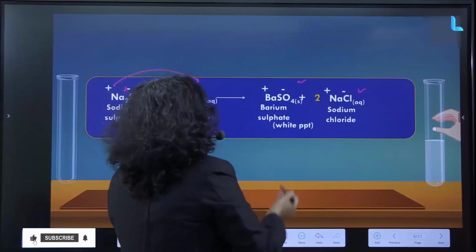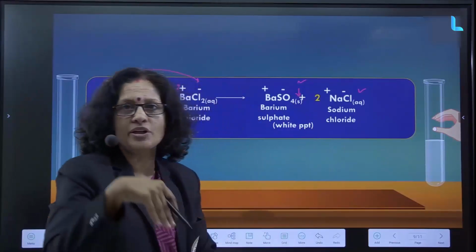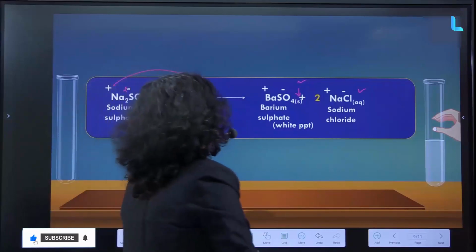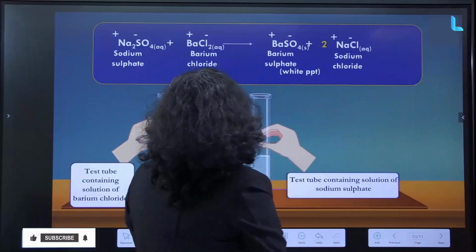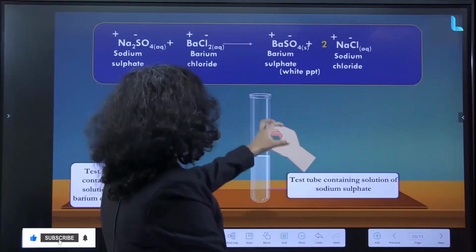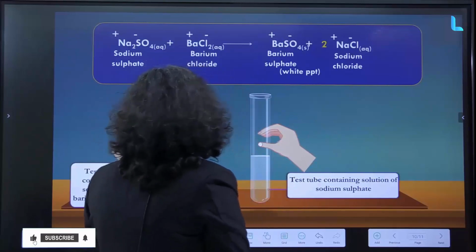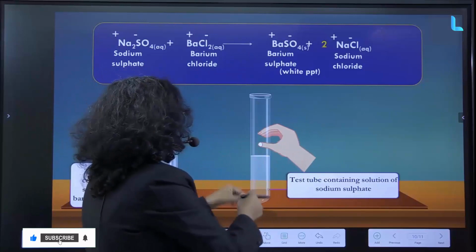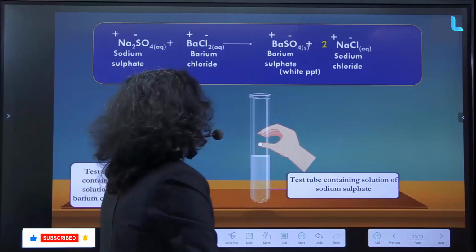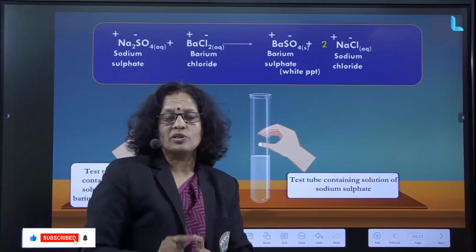Okay. So which will be converting into precipitate? Barium sulfate will be in the form of precipitate. So an arrow downwards will be indicated to show a precipitate. Okay. Next let's see sodium sulfate and barium chloride, you get barium sulfate and sodium chloride. Test tube containing sodium sulfate, test tube containing barium chloride. When we mix both, we are getting a PPT of barium sulfate. Is it clear? This reaction is called double displacement.